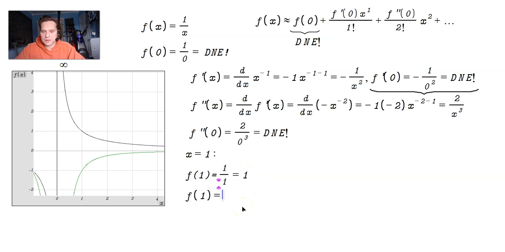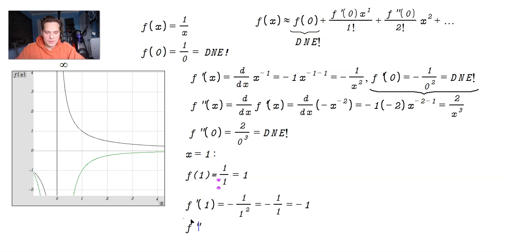F of 1. Let's do that into f prime, which is negative 1 over, and then this would be 1 squared, which is negative 1 over 1, which is negative 1. Again, no problem of any kind. So this is f prime right here. Just be clear on that.